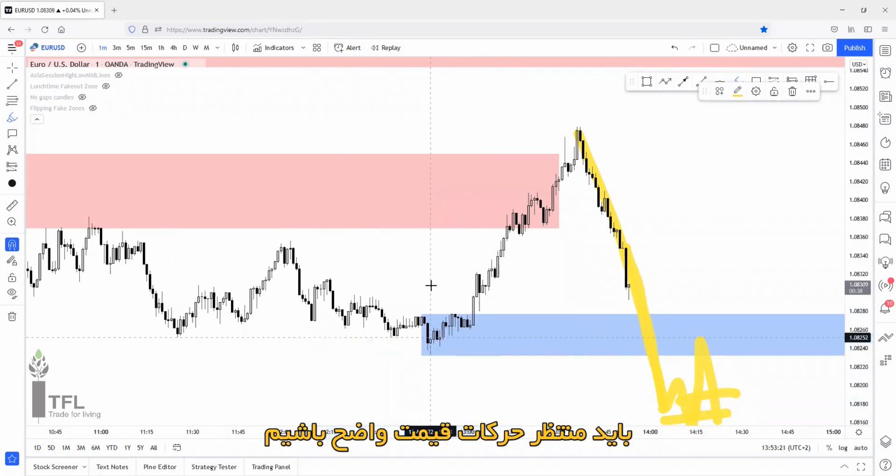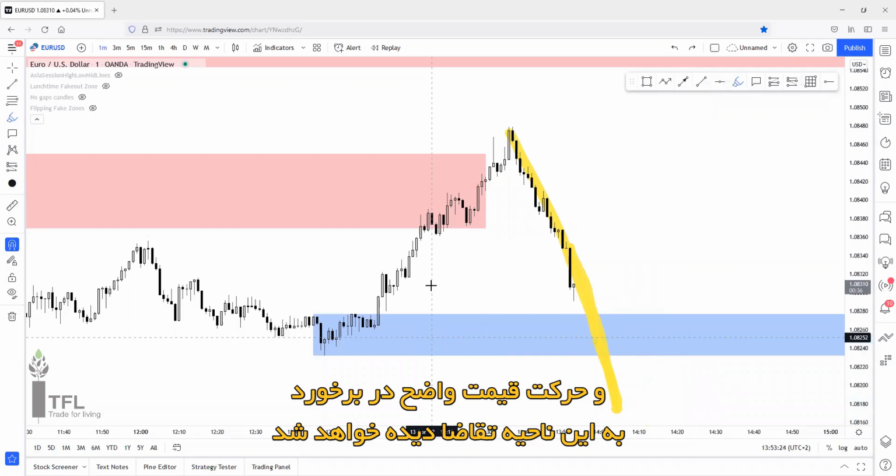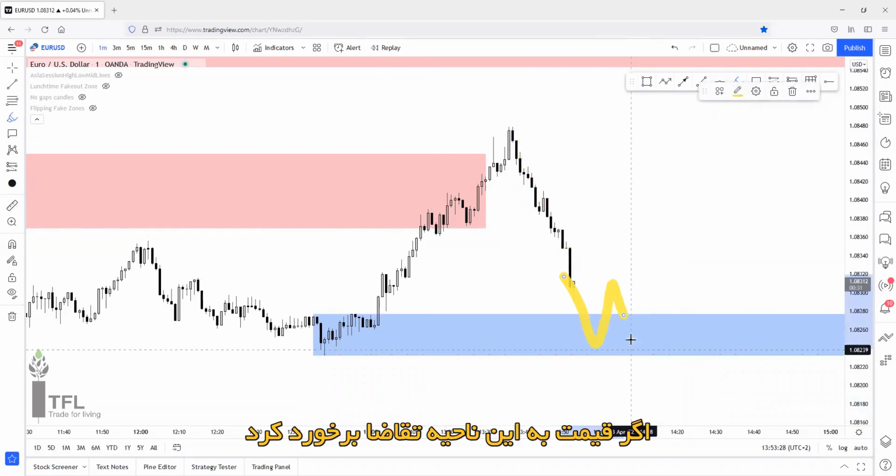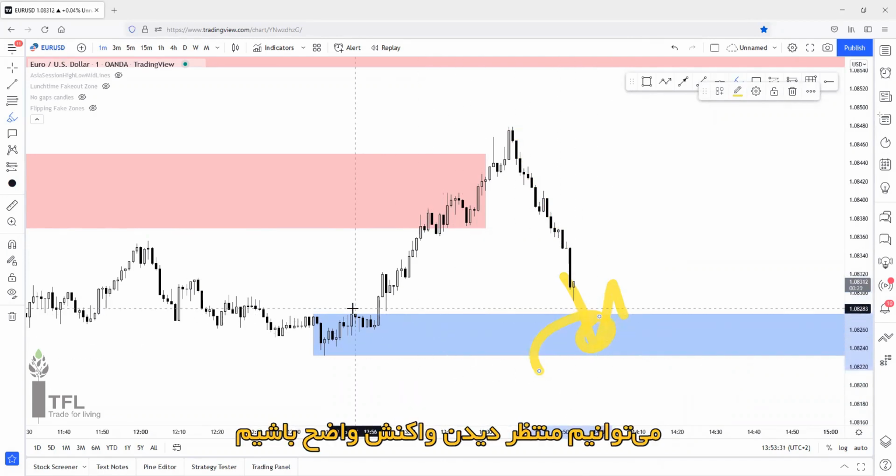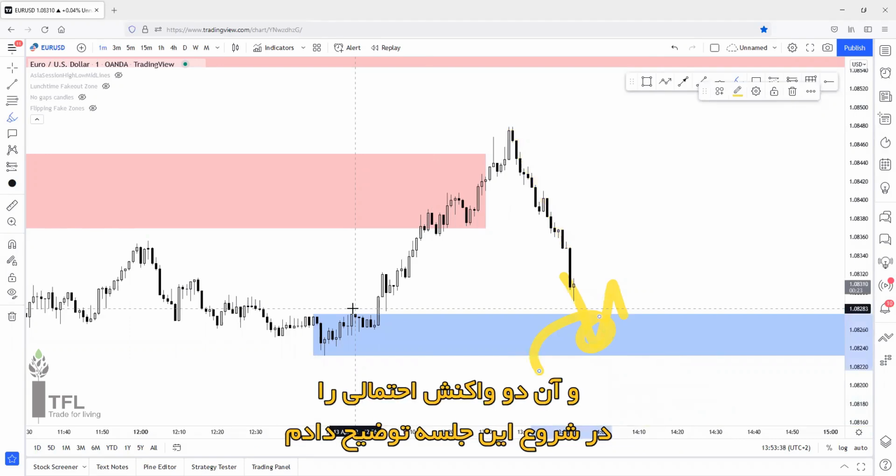We have to wait for a clear price action, and the clear price action will be shown right here at this demand tap. If this demand is being tapped, we'll be able to wait for a clear reaction, right? And those two reactions, those two possibilities could be the ones that I showed you in the beginning of the session.